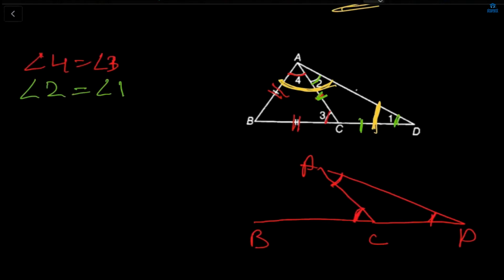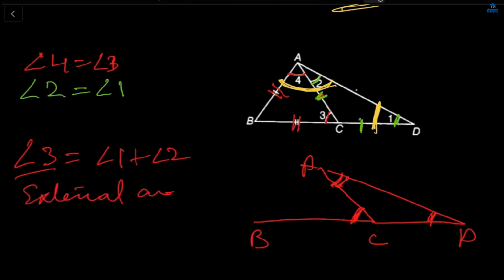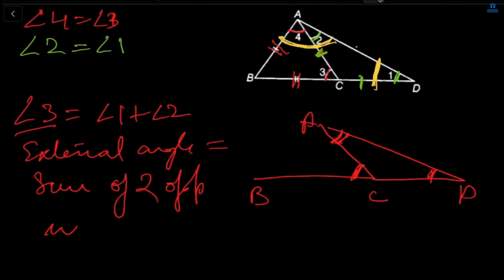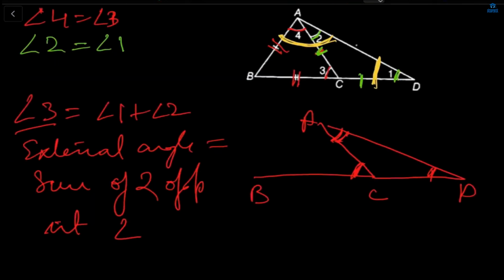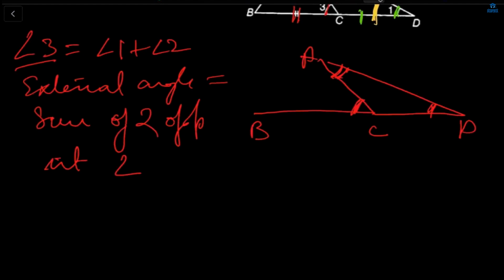Angle, this part of the angle is an exterior angle. So this will be equal to this plus this. Yes, angle 3 is equal to angle 1 plus angle 2. Exterior angle is equal to the sum of two opposite interior angles. Everybody remember this? So you can assume it as x, y, z, or you can write it in one way.